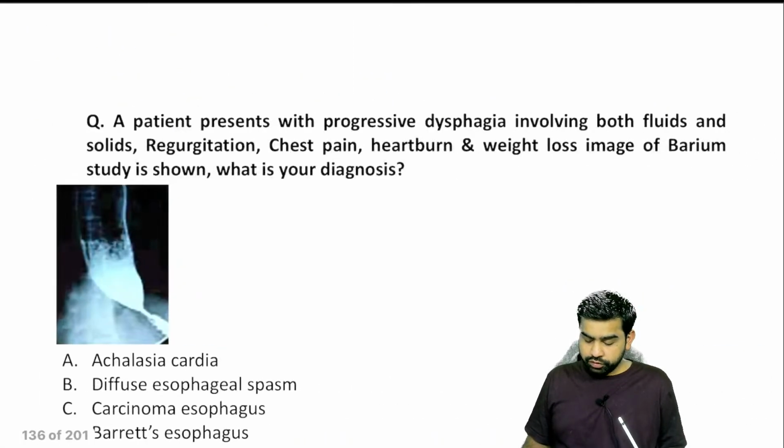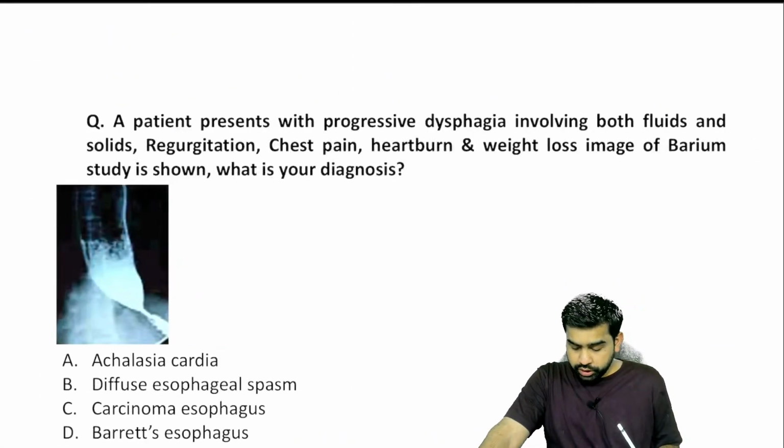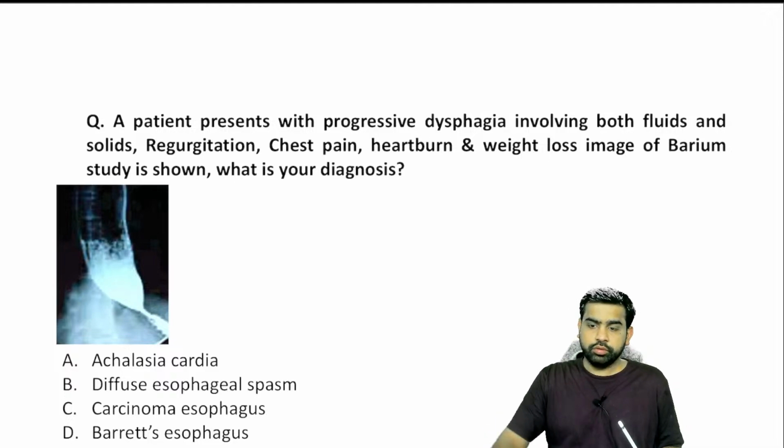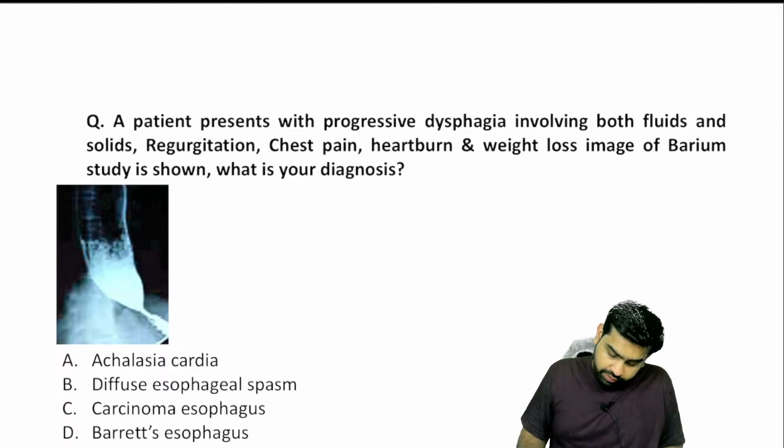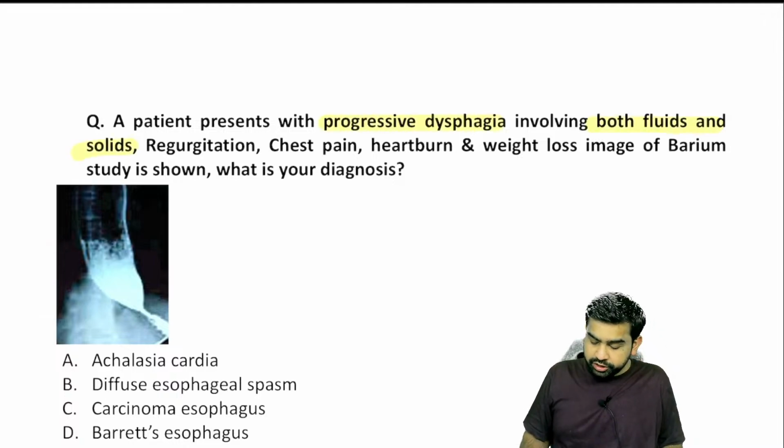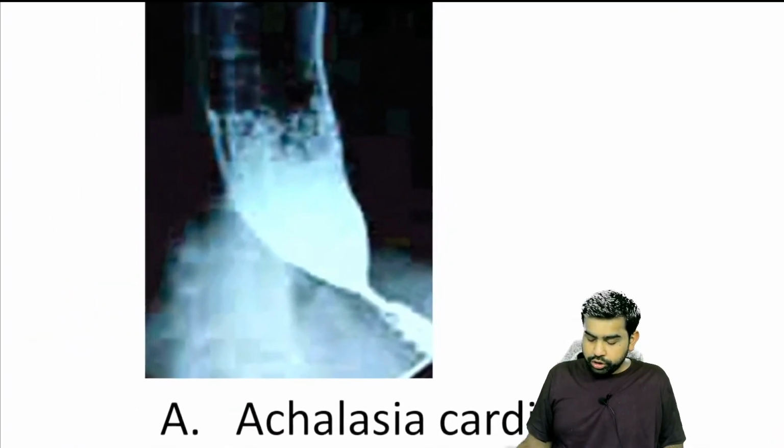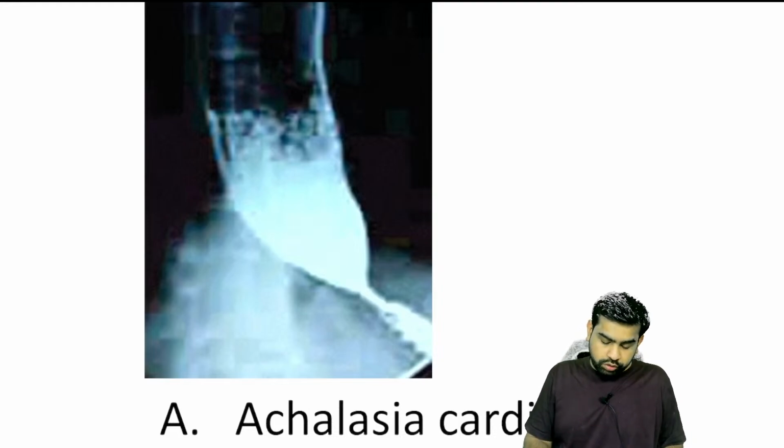The next question: there's a patient who has progressive dysphagia involving both solids and liquids, with regurgitation, chest pain, heartburn and weight loss. Imaging has been shown to you. What is the image of this? One of the simplest questions which can be asked to you.